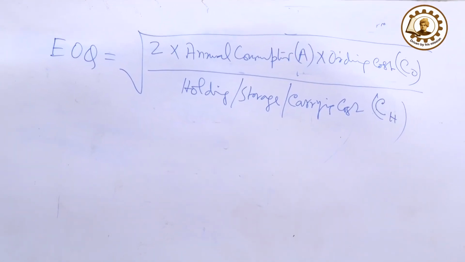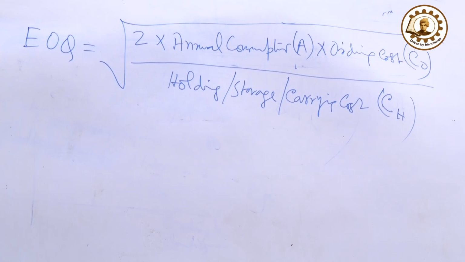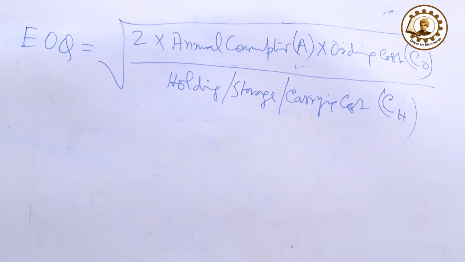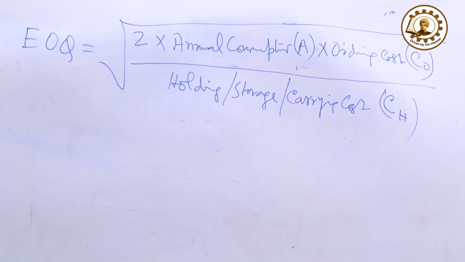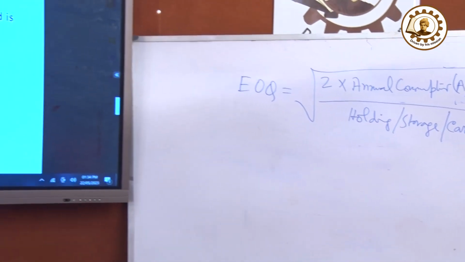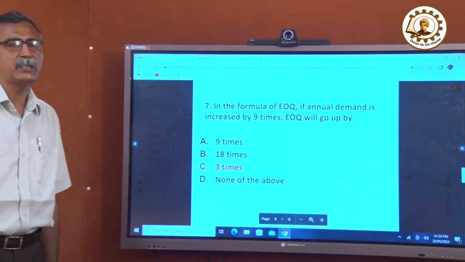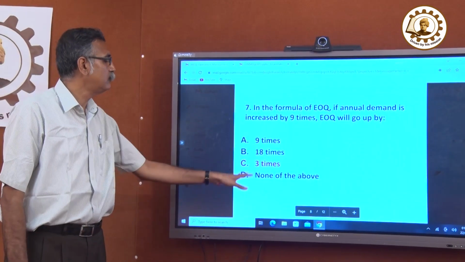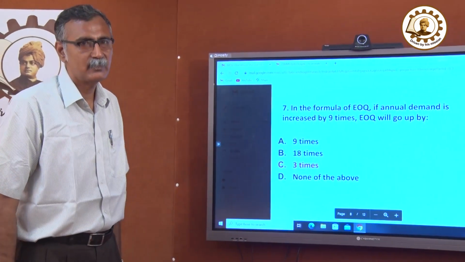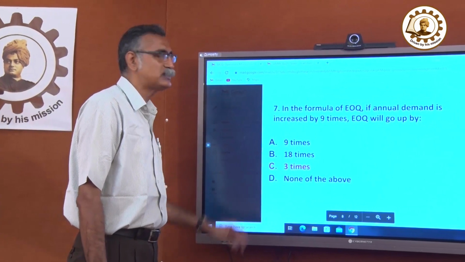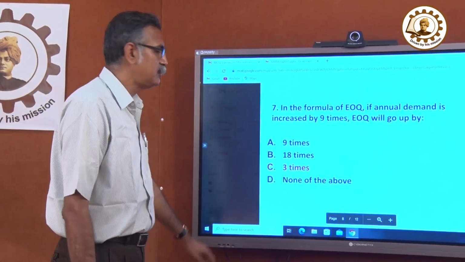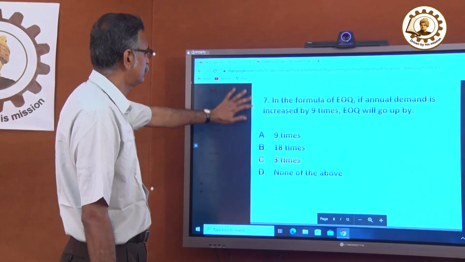So just remember that one root over is there. So if you increase the annual demand or consumption by 9 times, root over 9 means 3 times. So EOQ will be increased thrice, 3 times. Option C is the right choice here.